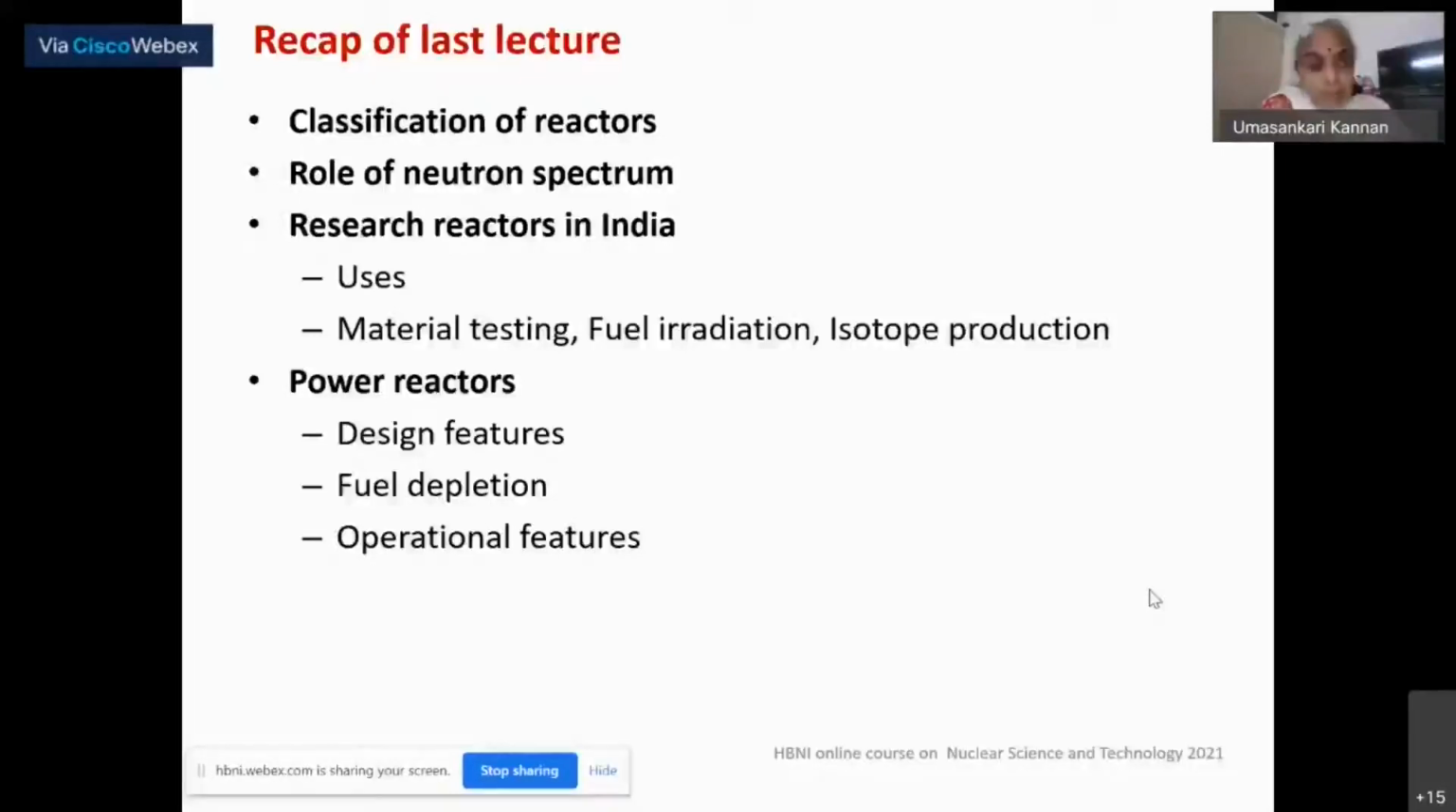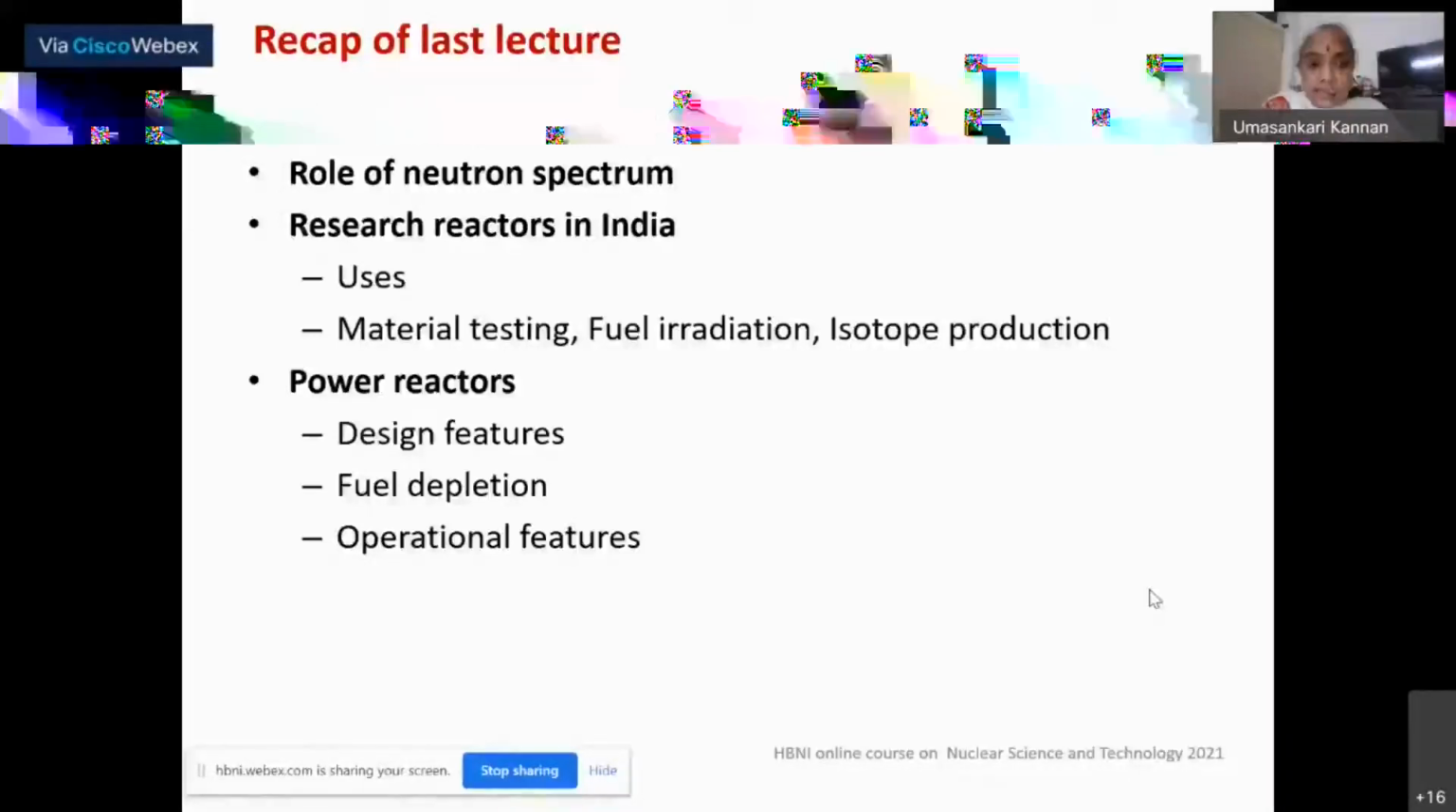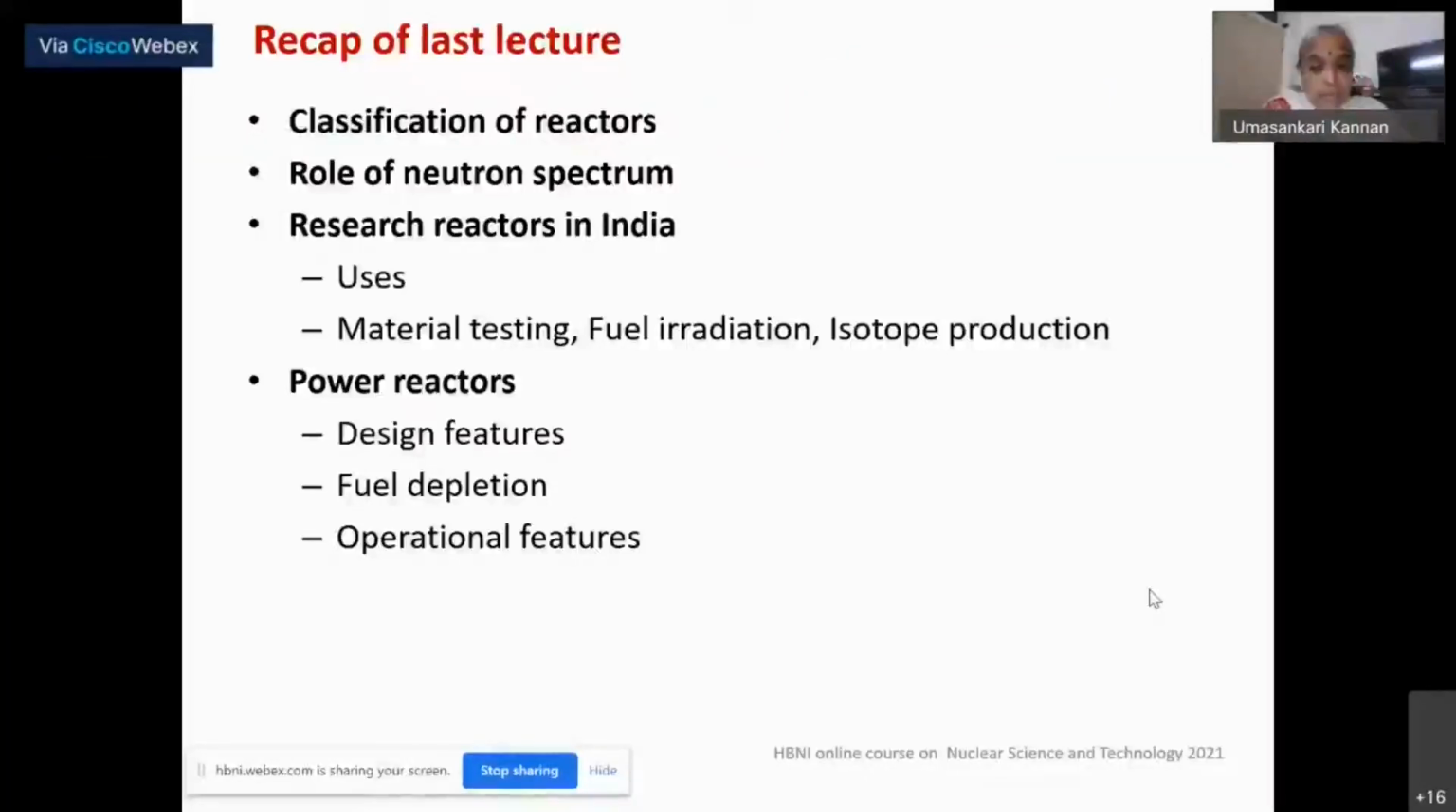With all this background, I went on to discuss the different reactors which are built in India. First were the research reactors. Then we saw the uses of the research reactors, for example, material testing, fuel irradiation, or isotope production. Then we went on to discuss the power reactors. The workhorse of the power reactors in India is the pressurized heavy water system. I told you about the figure of 8 loop, the pressurized heavy water system, and the natural uranium fuel, its burn up, and all these aspects.